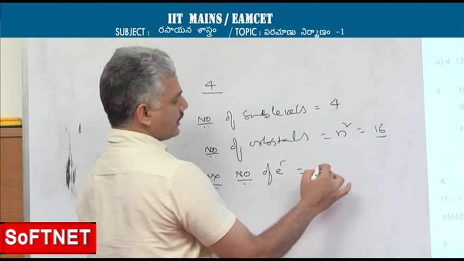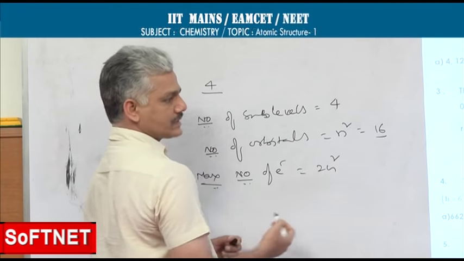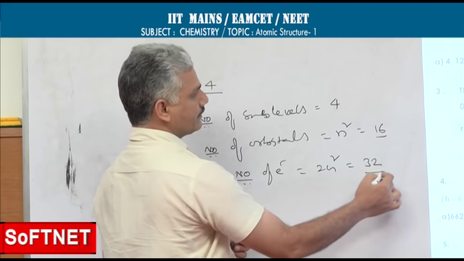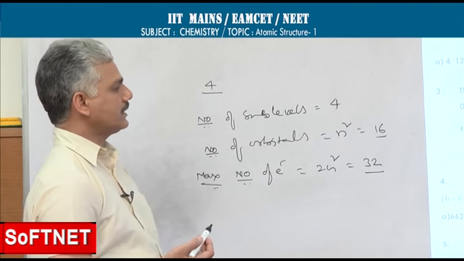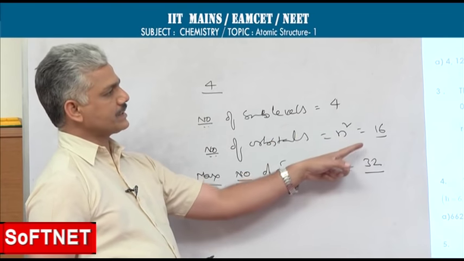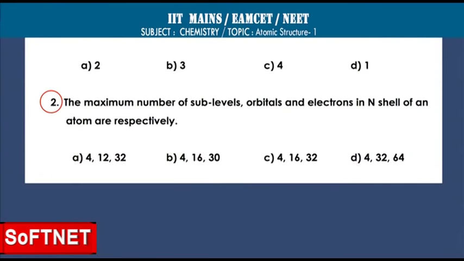that can be accommodated is equal to 2n square. So, that comes out to 32. So, the correct option is 4, 16, 32, which is present in C. So, for this question, the correct answer is C.